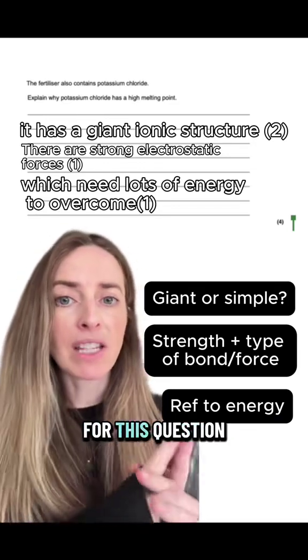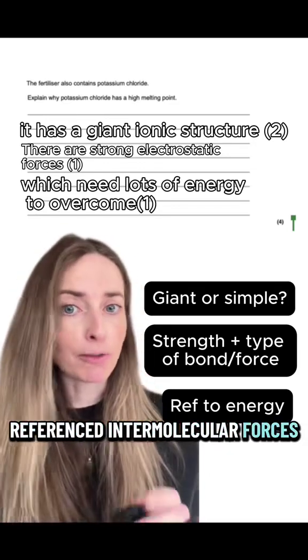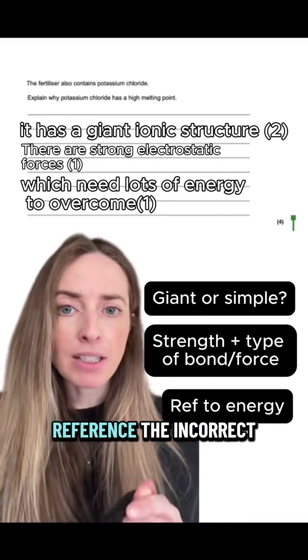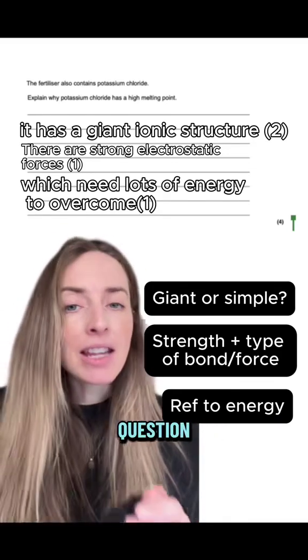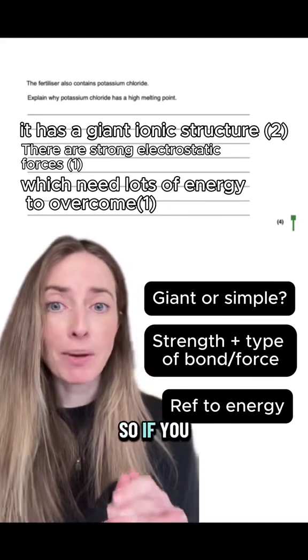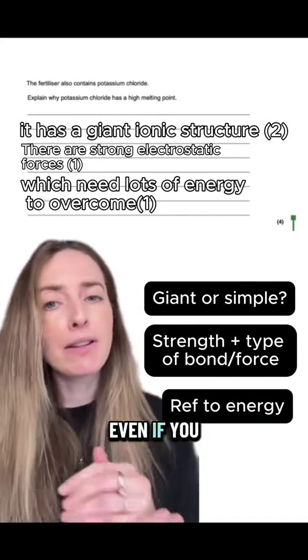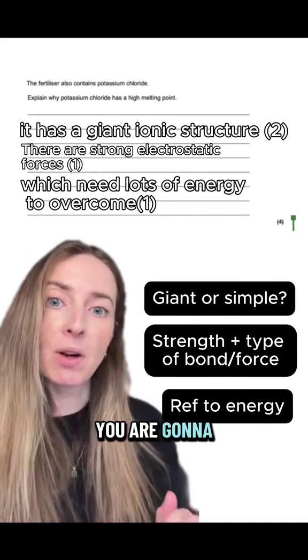Loads of students for this question reference intermolecular forces. Now, if you reference the incorrect form of bonding for a bonding question, you're limited on how many marks you can get. So if you talk about intermolecular forces here, even if you get everything else right, the maximum that you are going to get is 2 marks.